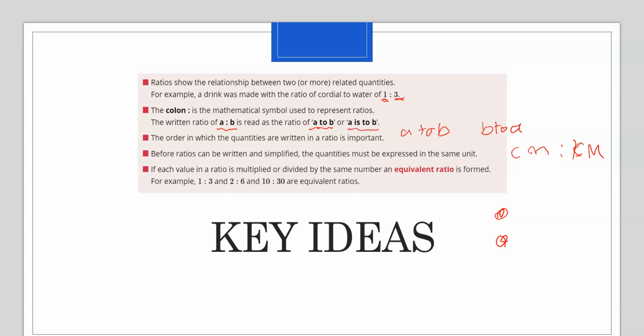If each value in a ratio is multiplied or divided by the same number, an equivalent ratio is formed. So if we've got 1 to 3 and we multiply them by 2, we now get 2 to 6, that's an equivalent ratio. So we do have these things called equivalent ratios.